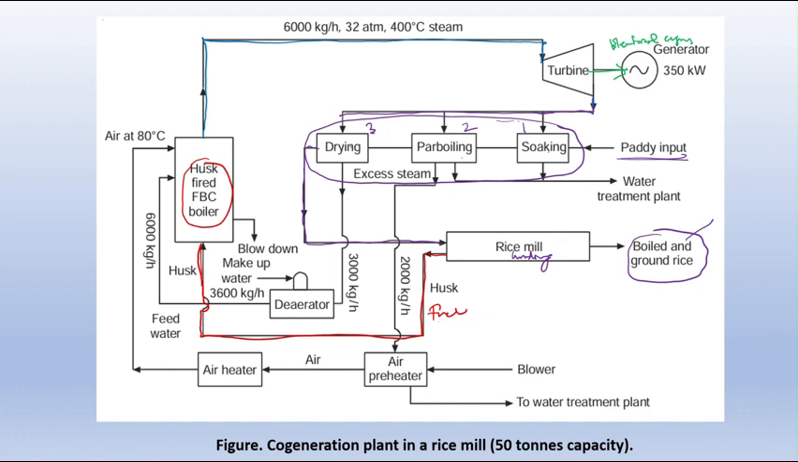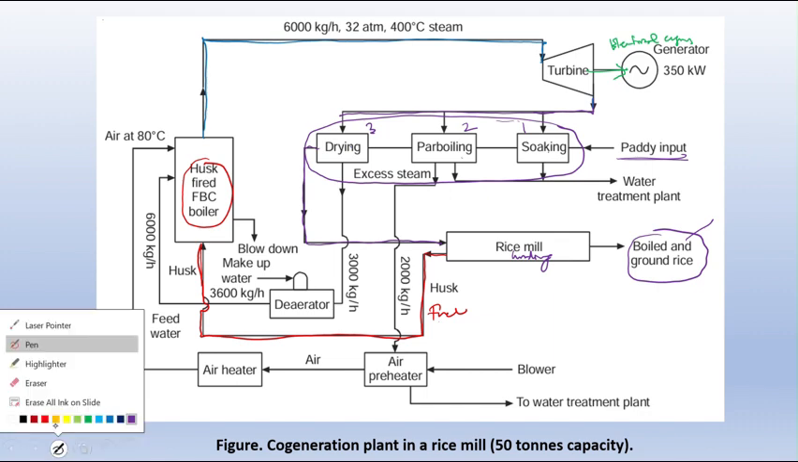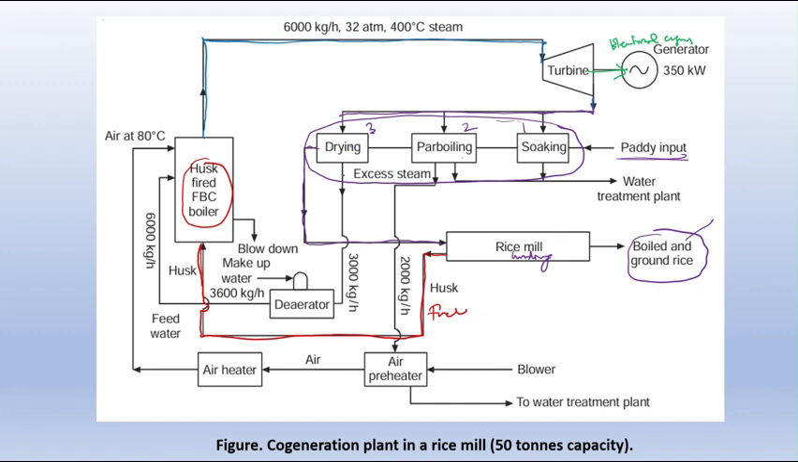After the soaking, parboiling, and drying, the steam loses its heat and becomes water. After parboiling, the impure water is moved to the water treatment plant. The remaining steam after drying, one part of that steam, moves to the air preheater.